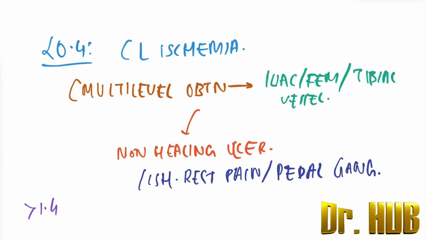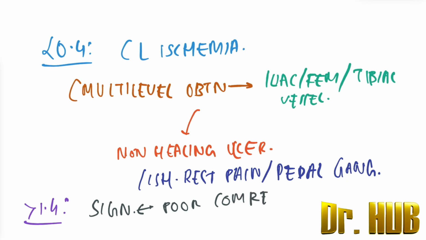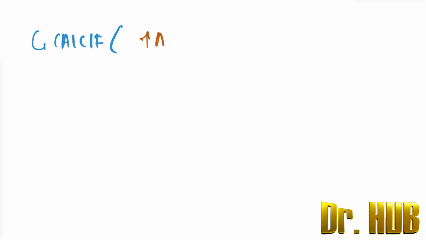Now when it is greater than 1.4, it signifies poor compressibility of the arteries. This is mostly due to calcification, because of increased age as well as diabetes.